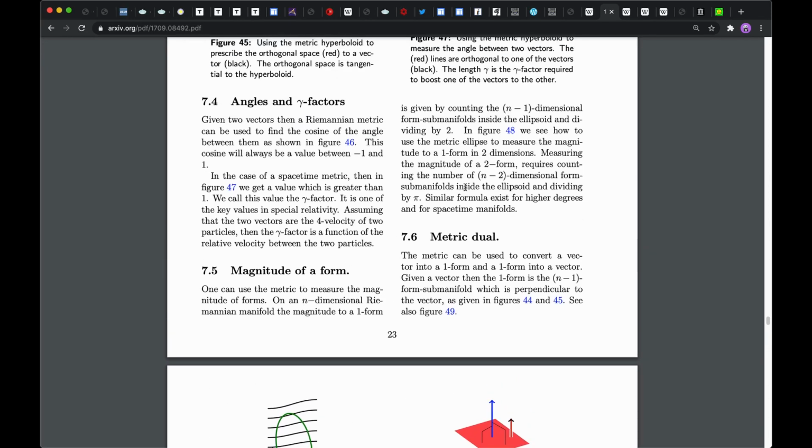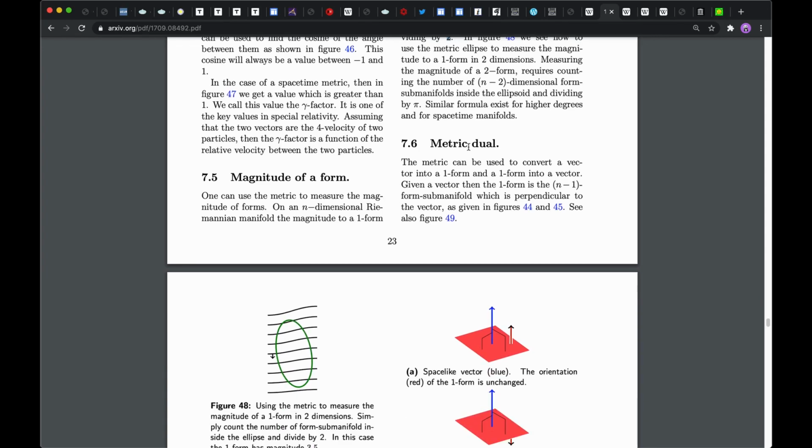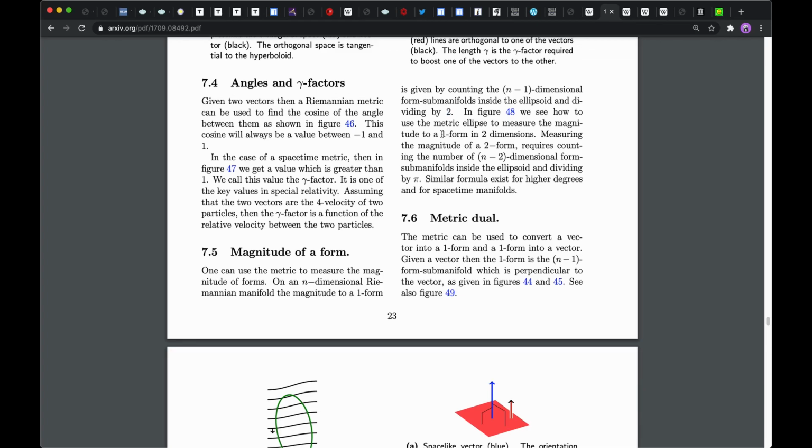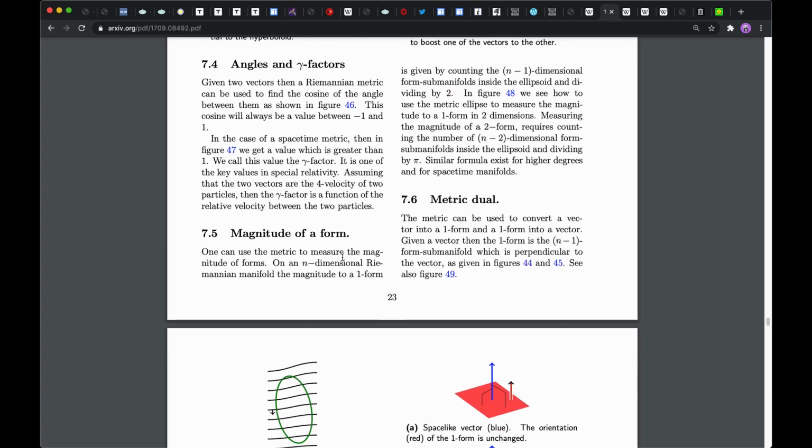And in 3 dimensions, measuring the magnitude of a 2 form requires counting the number of n-2 dimensional form submanifolds inside the ellipsoid and dividing by p. And I don't know why we have p here and 2 there, so I have no explanations for you. Yeah, if you want to add something here, or maybe you know something about that, please give me more information.